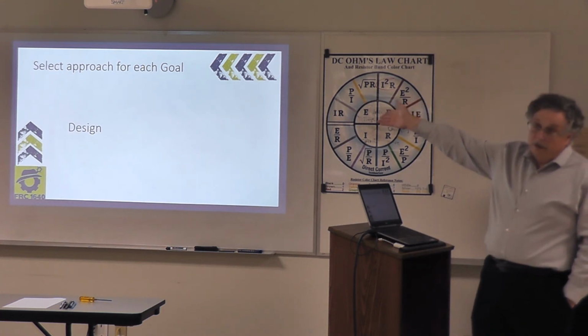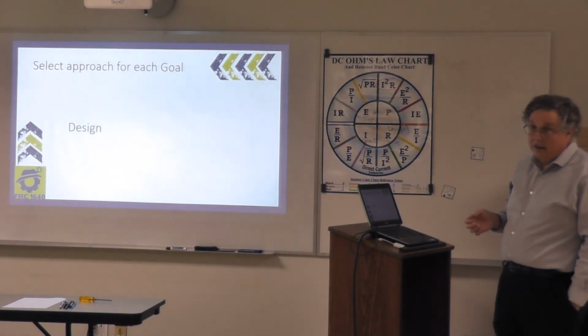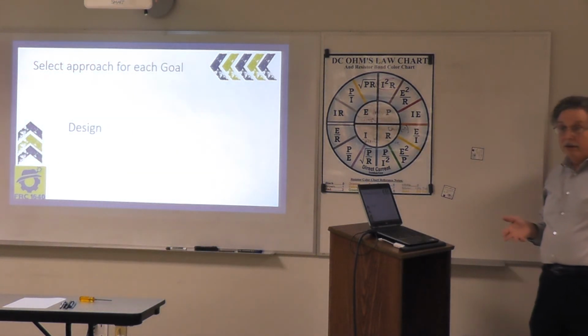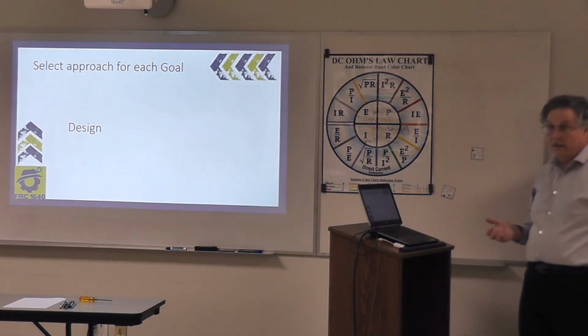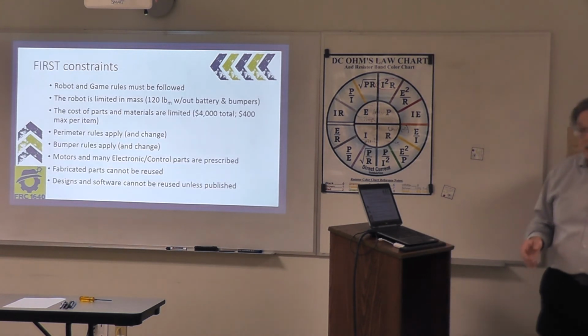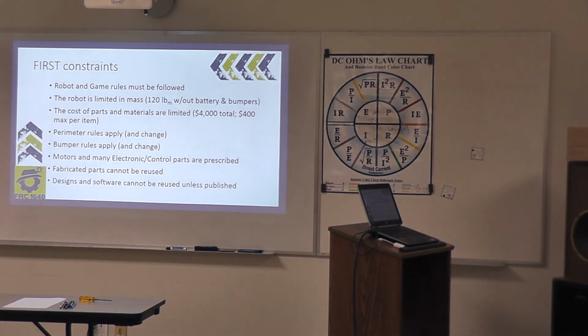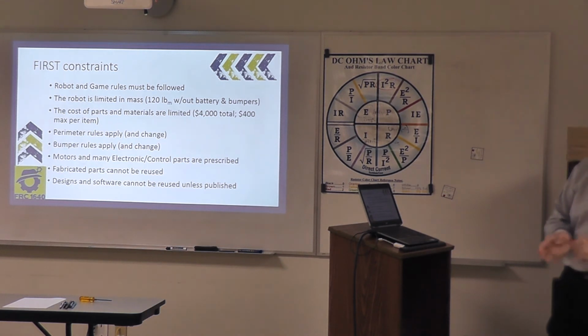You're now at the point where you can seriously start to design the robot. This is what you really need to go through to get to the point where the design process can begin. I'm going to just add some constraints, because first gives us constraints. First one is robot and game rules must be followed. You can't have something on your robot that's against one of the rules.